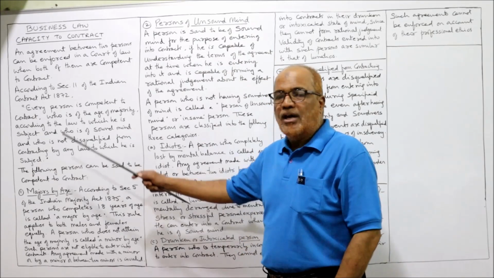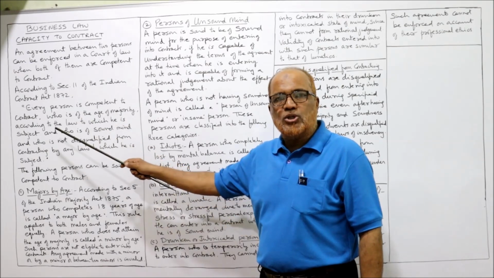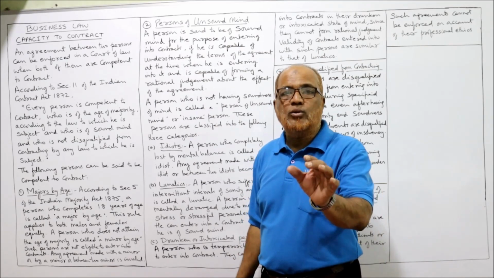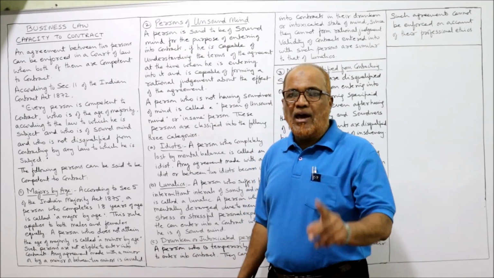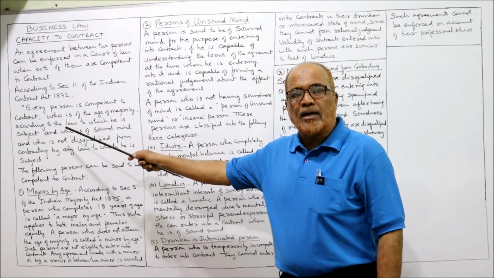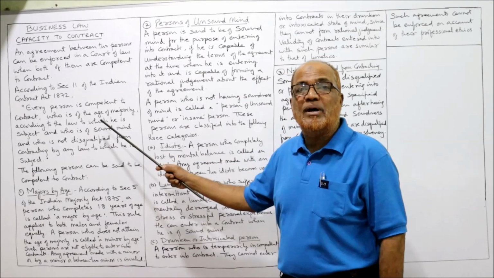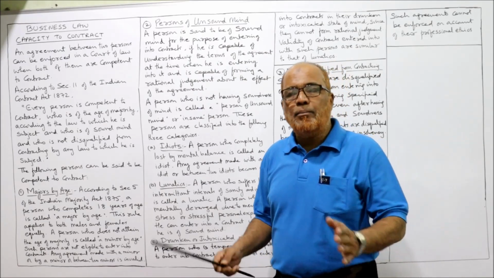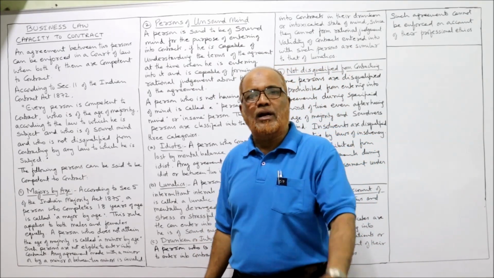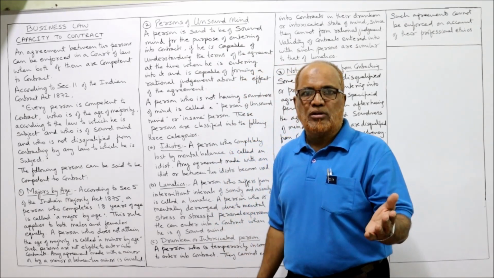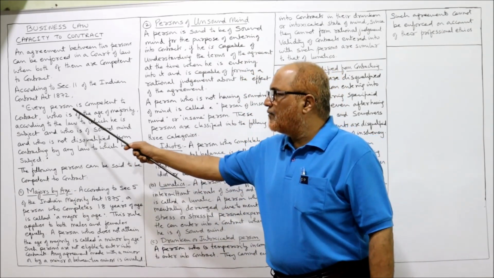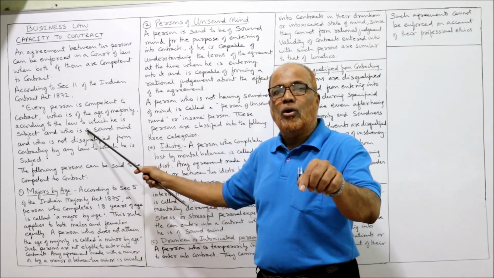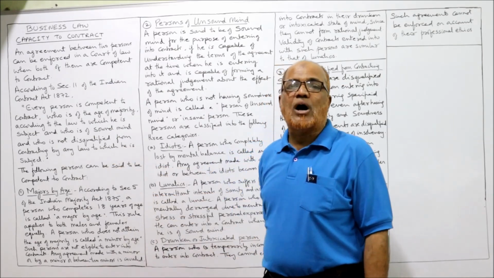So give more concentration. Every person is competent to contract who is of the age of majority according to the law to which he is subject. Every person is competent to contract who is of the age of majority according to the law to which he is subject. This means the majority age will differ from country to country, so it will change. That's why it is given: every person is competent to contract who is of the age of majority according to the law to which he is subject, is of sound mind.